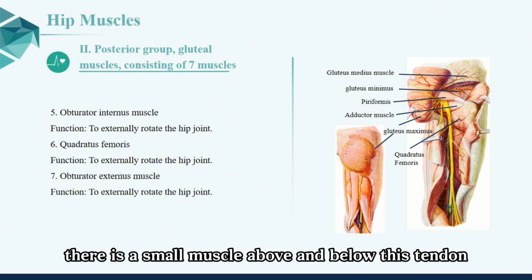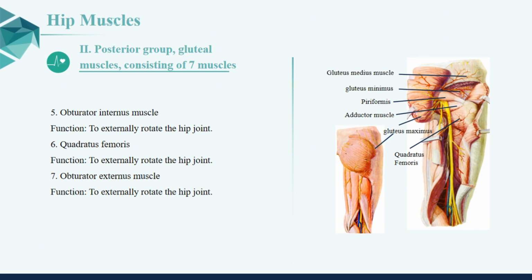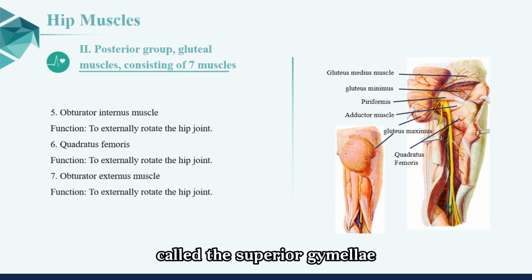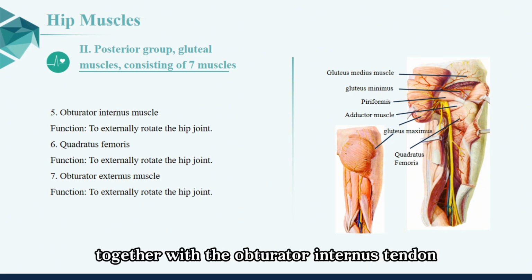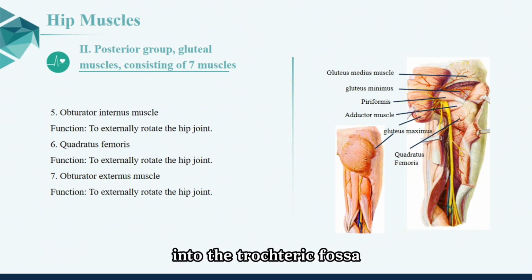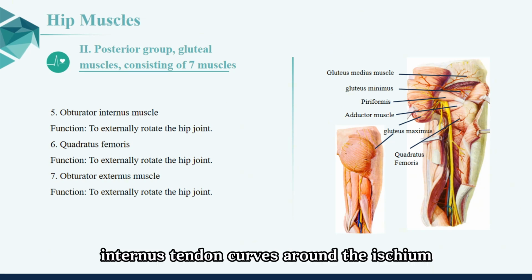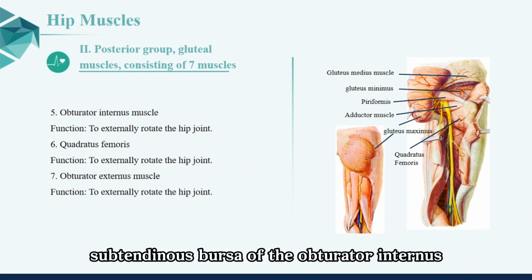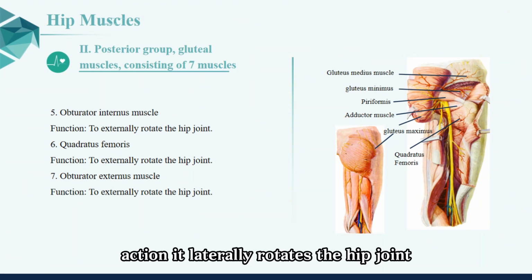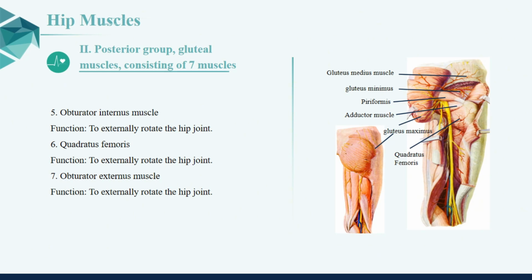There is a small muscle above and below this tendon, called the superior gemellus and inferior gemellus muscles, respectively. They insert together with the obturator internus tendon into the trochanteric fossa, where the obturator internus tendon curves around the ischium, lesser sciatic notch. There is a constant subtendinous bursa of the obturator internus. Action: it laterally rotates the hip joint.